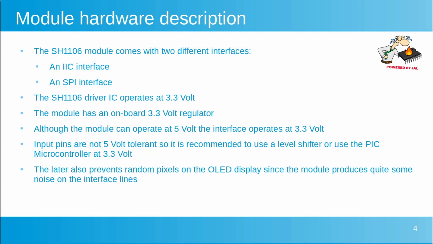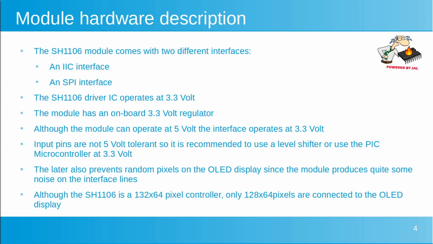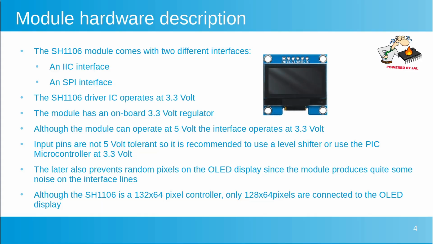Because there's some strange behavior. The module generates quite some disturbance signals on the interface pins, and that can lead to random pixels. And if you use the PIC and the module at 3.3 volts, you don't have this problem. And as I said before, this SSH1106 is 132 by 64 pixels, but the display which is connected has only 128 by 64 pixels. And this is what the SPI version looks like.